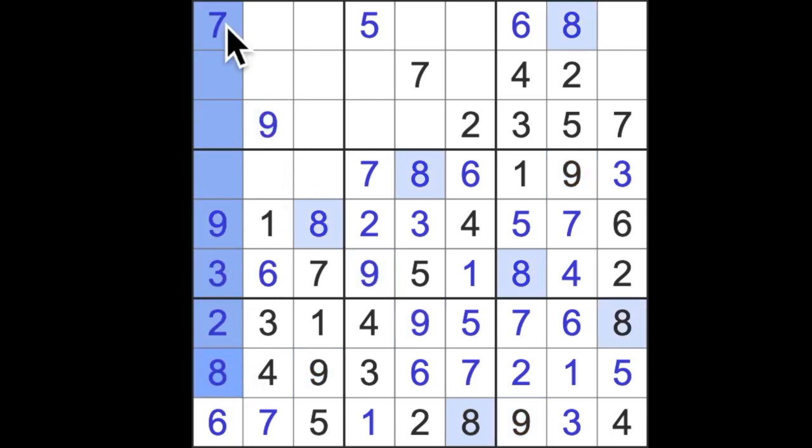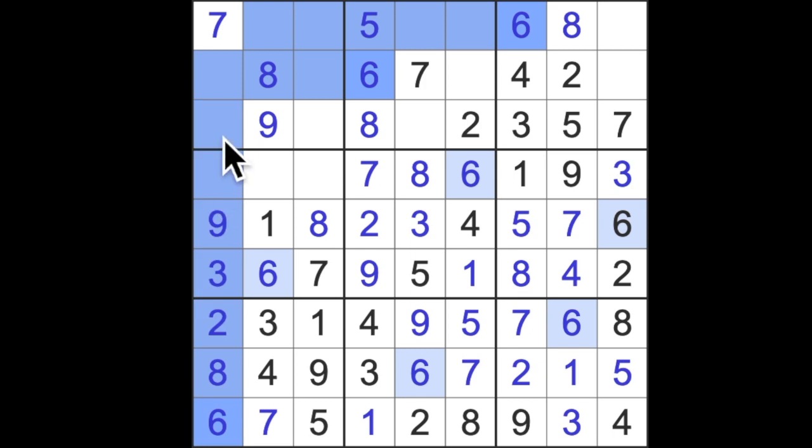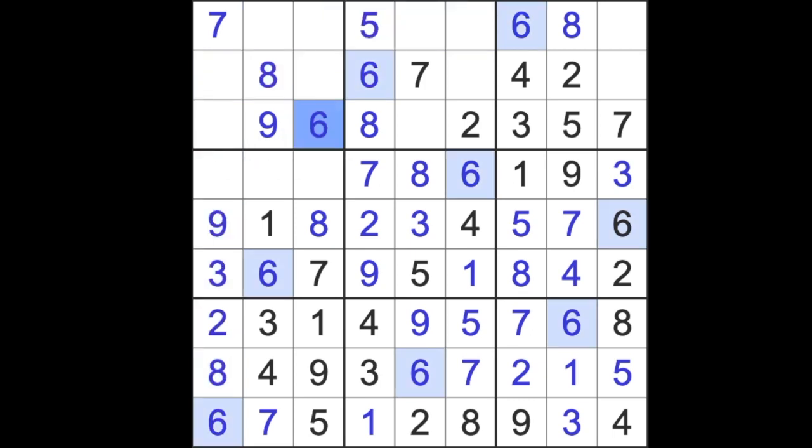And now we have 8 going up here, 8 going up here, and 8 across here, so that will give us an 8 in that square. 8 this way, 8 that way, 8 up here, there's an 8. And now we can finish off this with a 6. 6 across these two rows and a 6 up here gives us a 6 in that square.